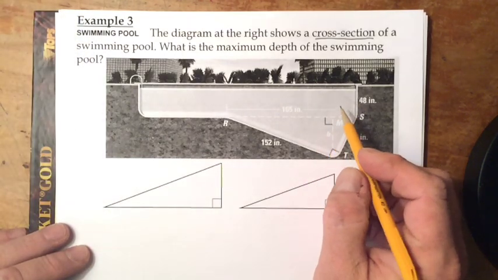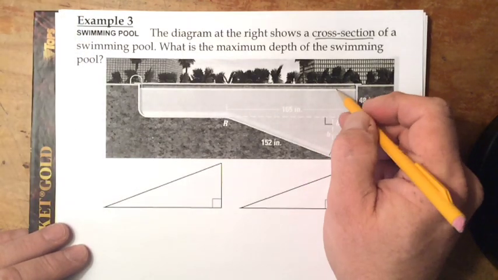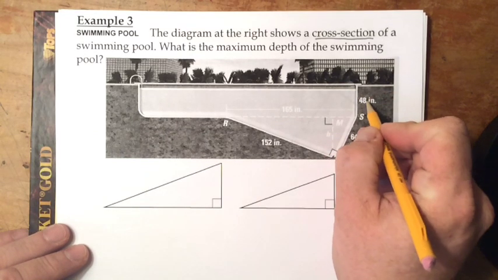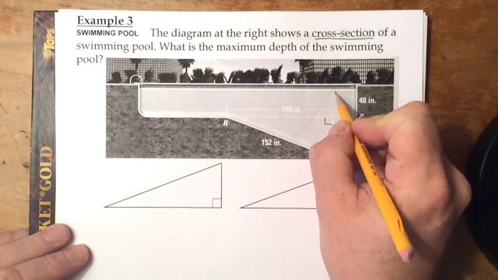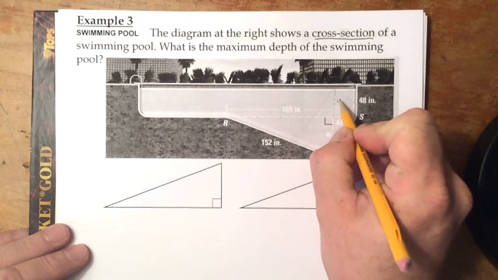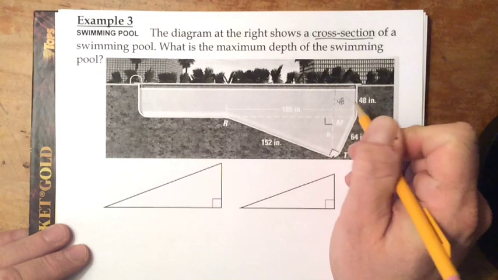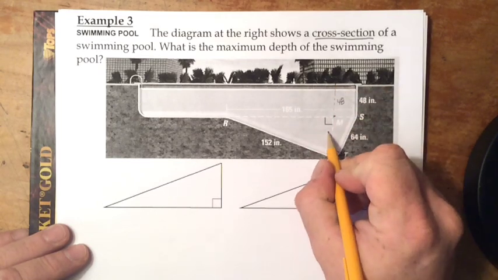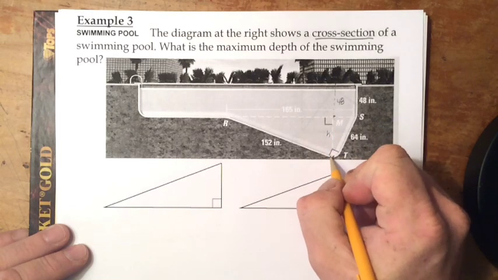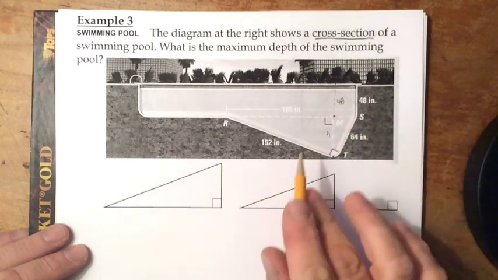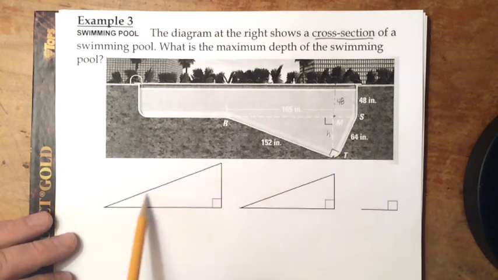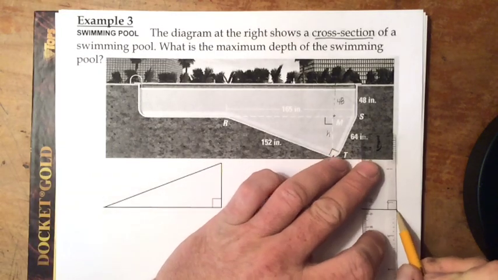And so they want us to find the maximum depth. Well, the depth, of course, is from the top of the pool all the way down to its lowest point. Well, we've already got 48 inches from here to here, so we can't forget that. We're going to end up adding that to whatever we find right here, h, the height there. So we know we're going to add that. They've given us these three triangles to help us. So I'm going to go ahead and finish out the smallest right triangle here.